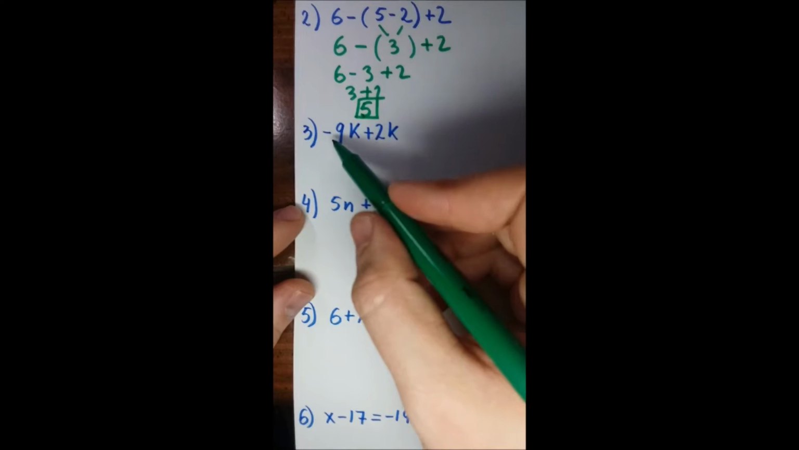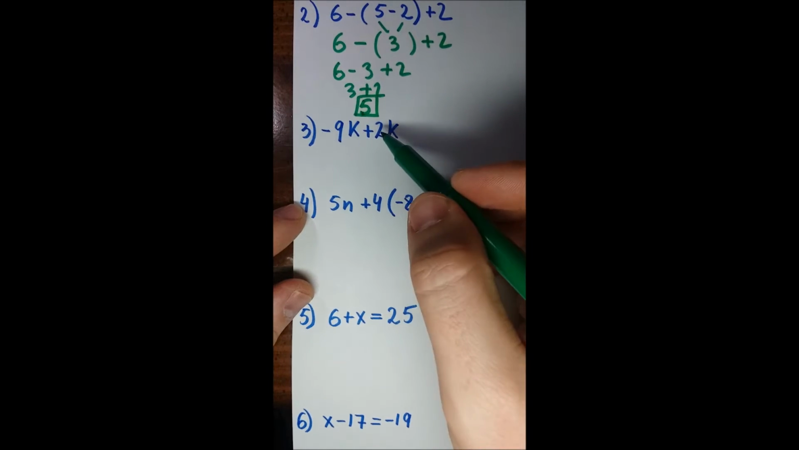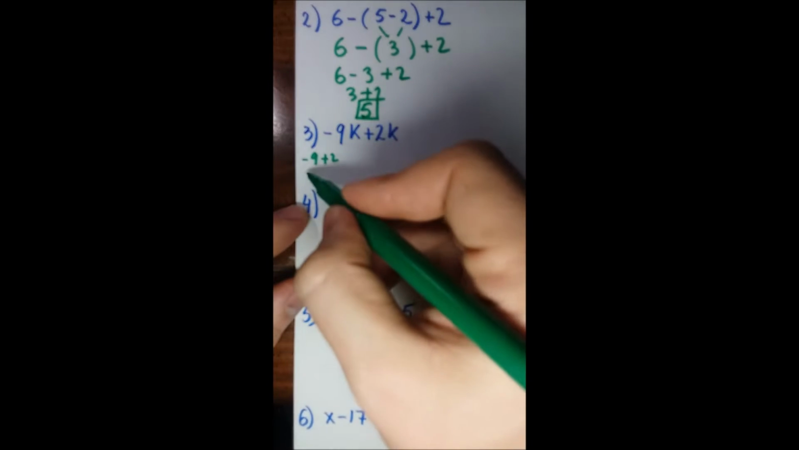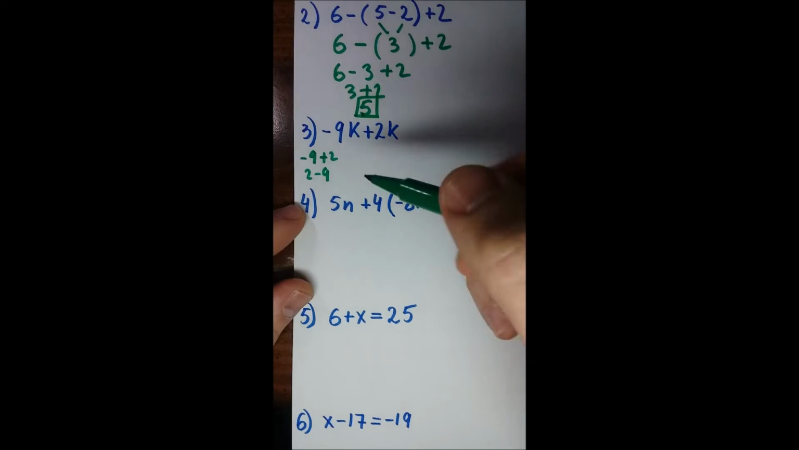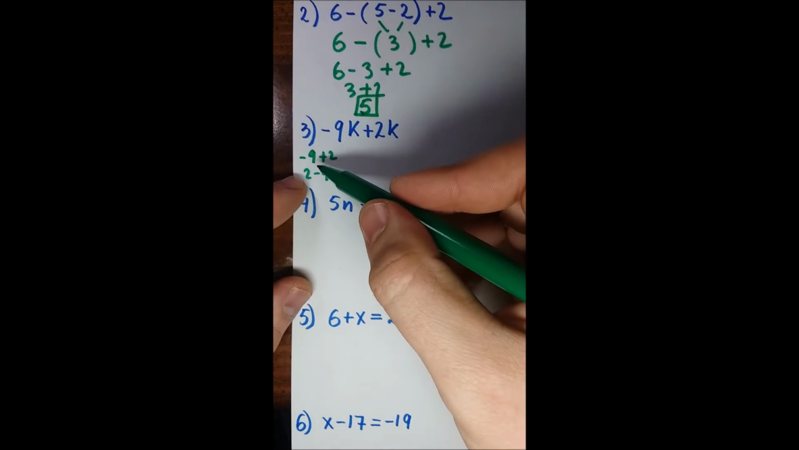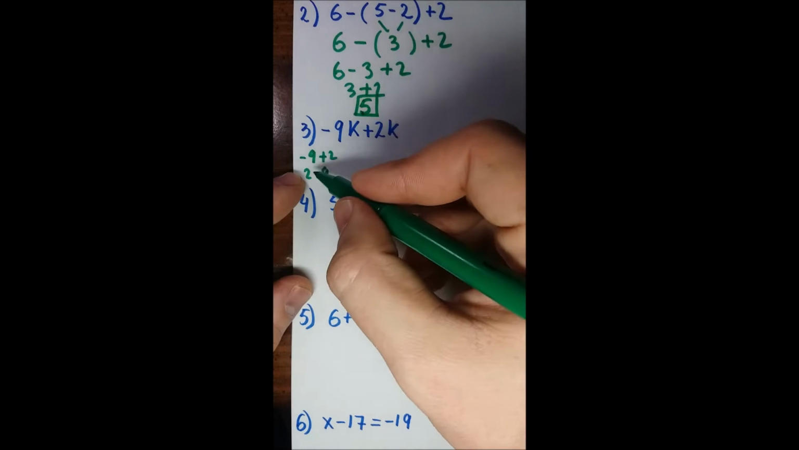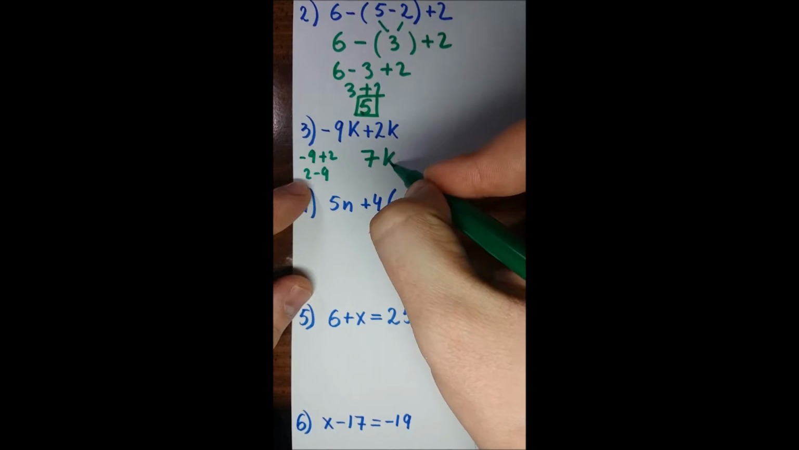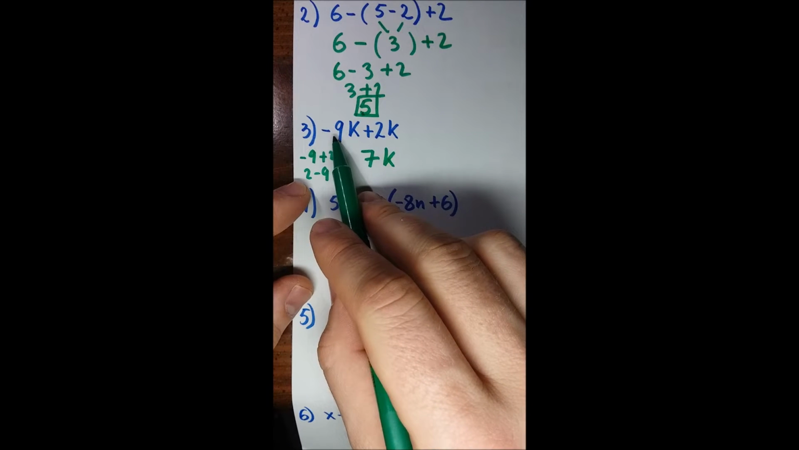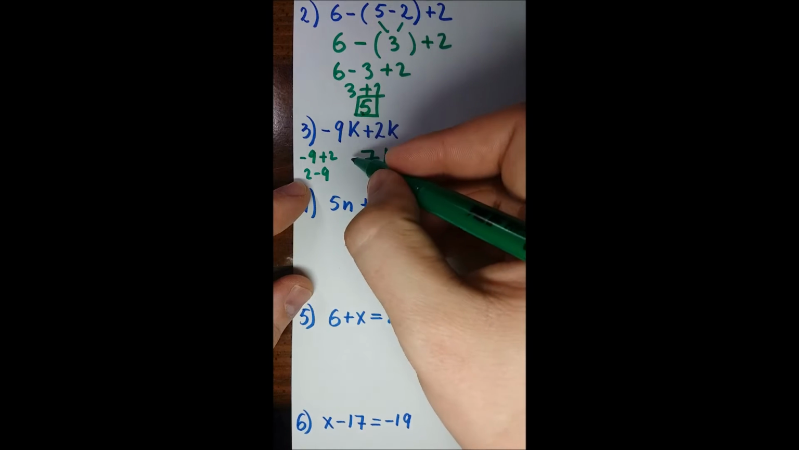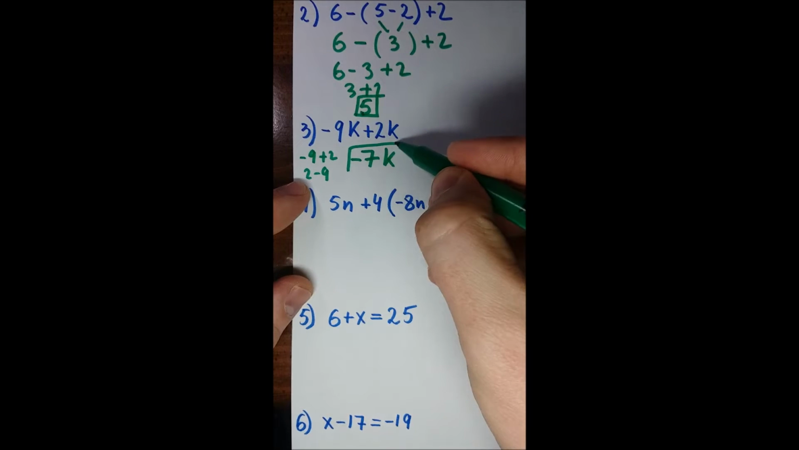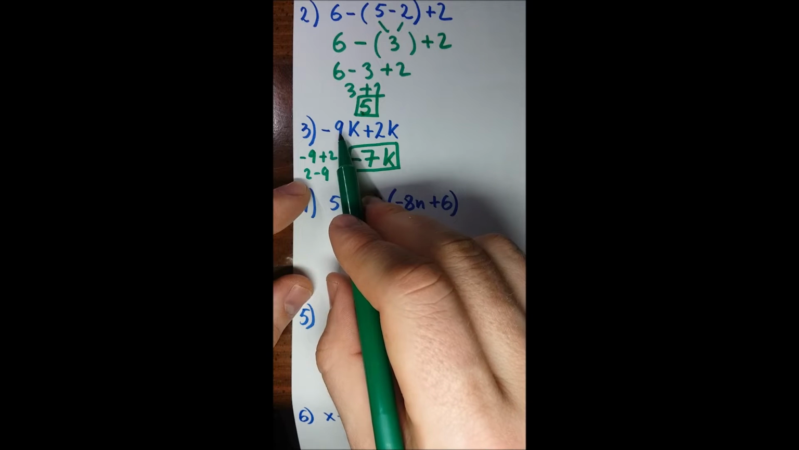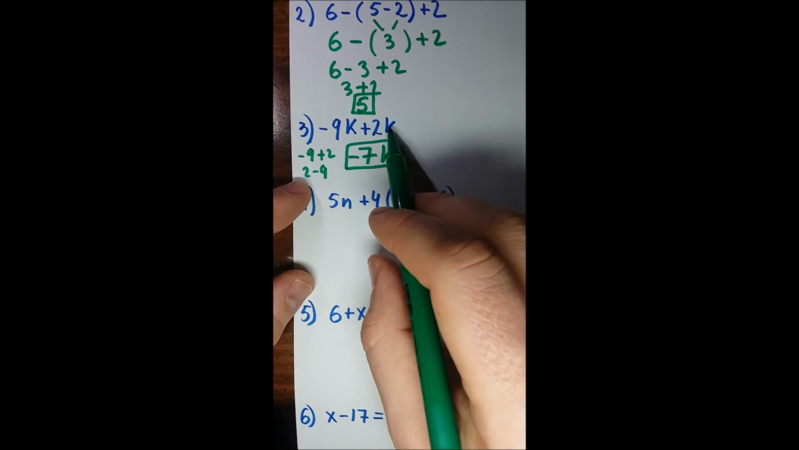Question 3, simplify. Negative 9k plus 2k. Think about it as negative 9 plus 2, or simply 2 minus 9. Same sign, add and keep; different sign, subtract. The two signs are different, so we've got subtraction going on, so it's going to be 7k. Which number is greater, negative or positive? It's going to be a negative 7k, because the 9 had a negative, and 9 has a greater absolute value than 2.